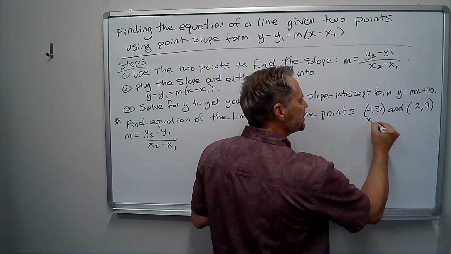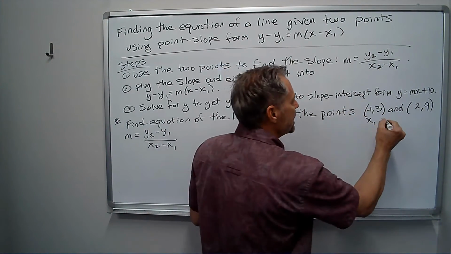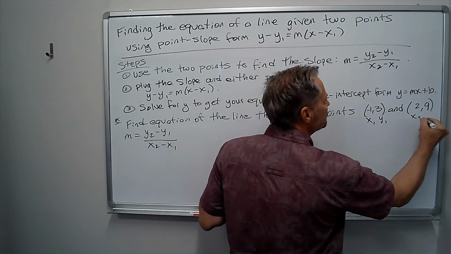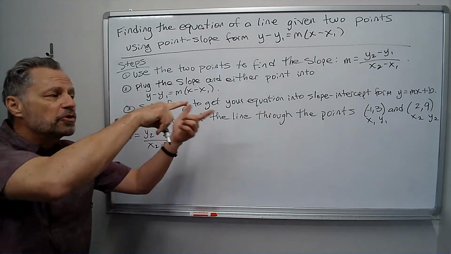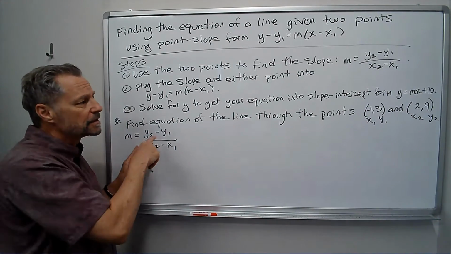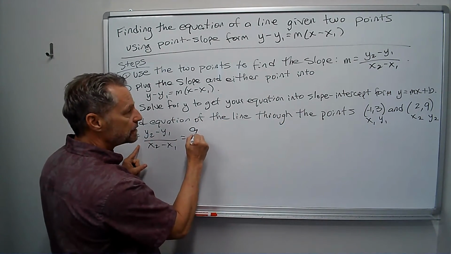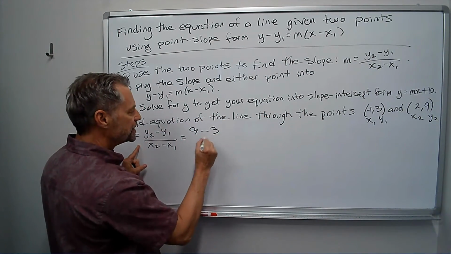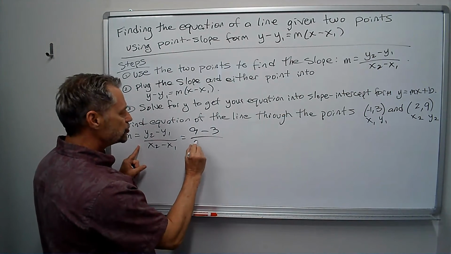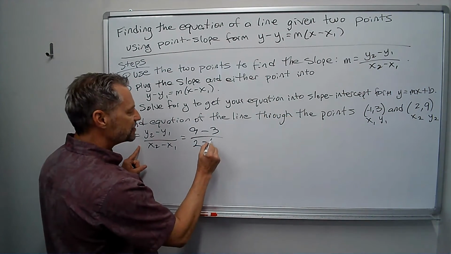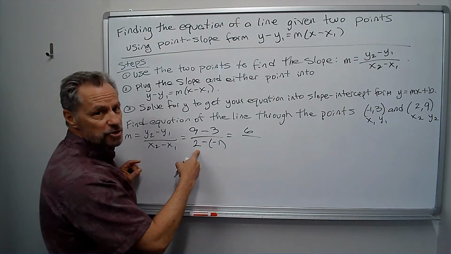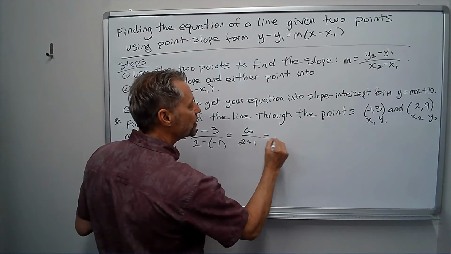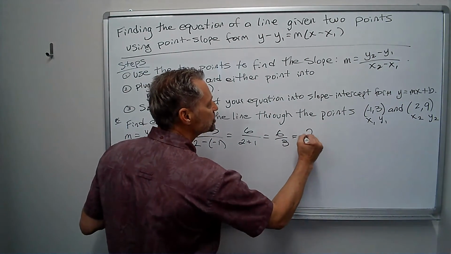So this point's going to be x1, x of my first point, and then y of my first point, x of my second point, and y of my second point. So I just put them in that way, and I'm just going to plug them in. So y2 was 9, minus y1 was 3, over x2 was 2, minus x1 was -1. So 2 minus -1. So on top I get 6. Remember that's 2 plus 1. So I get 6 over 3, or a slope of 2.